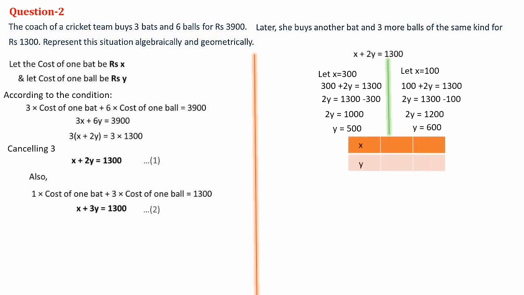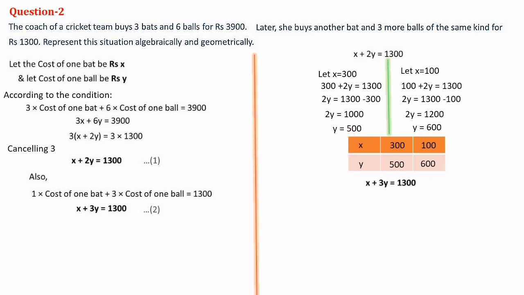So let's make the table. X and y values. First, when we take x is equal to 300, we have got y as 500. Next, for x is equal to 100, we have got y as 600. So the table of values for the first equation is this one.